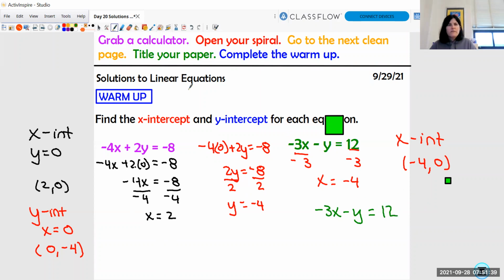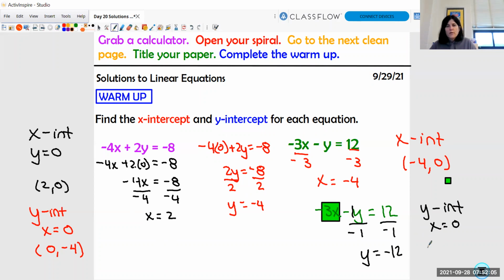And now I want to find out the y-intercept. And so that's where x equals 0. And so now I'm going to take my square, I'm going to cover up the x because that's 0. We have negative y equals 12. So in order to solve this, I just need to divide by negative 1. So we end up with y equals negative 12. So the y-intercept is 0, negative 12.